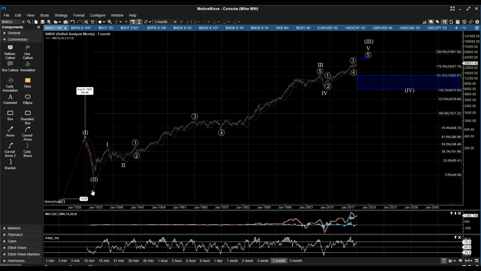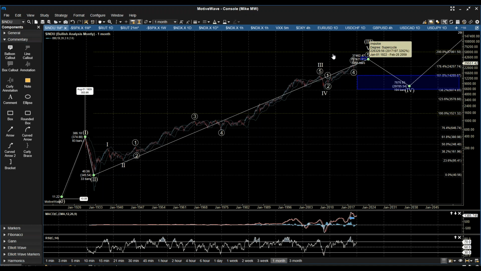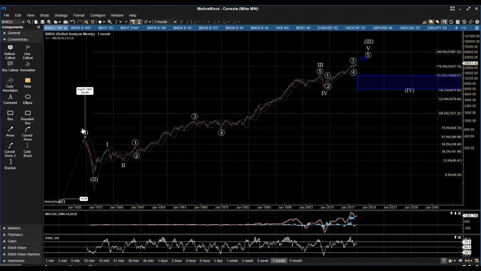Okay, so we're going back from the early 1920s, the 1929 high. We're counting this as the top of a supercycle wave 1, 1929 high. The crash into the low in 33 was counted as a supercycle wave 2, and then we've been in a large wave 3 all the way, and we're still in that wave 3 into our current trend.